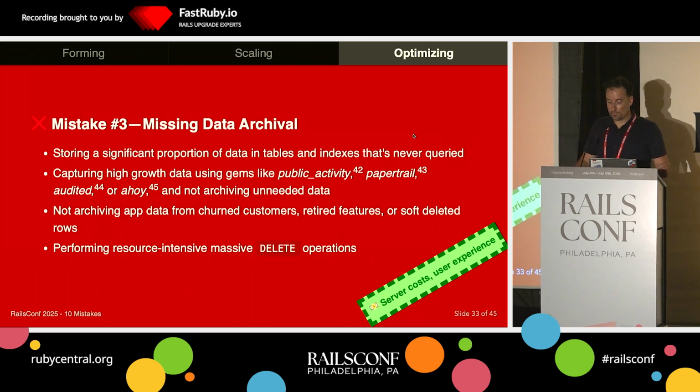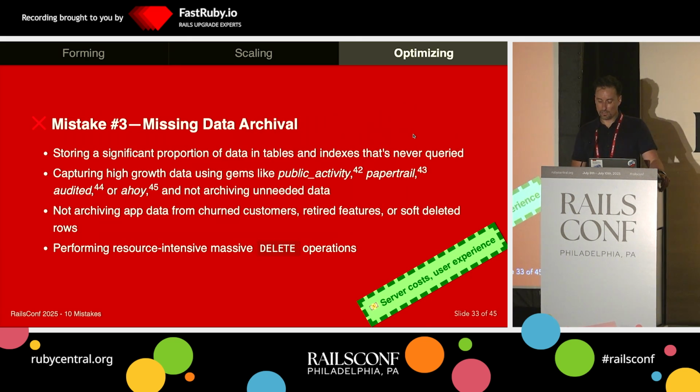Capturing high growth data. Maybe you've used one of these gems before: public activity, paper trail, audited, Ahoy, and not archiving any of that data once it's no longer needed in the database. It could be first-party data that your application creates, but it's from customers that have left your platform, features that you've retired, or soft-deleted data. Another thing a lot of teams do is perform massive delete operations, so they could work with lots of rows on big tables. And at least in Postgres, that's pretty resource intensive, so we'll look at an alternative there.